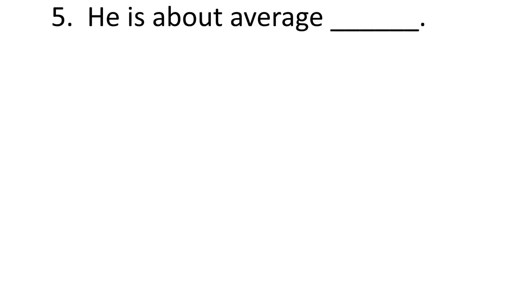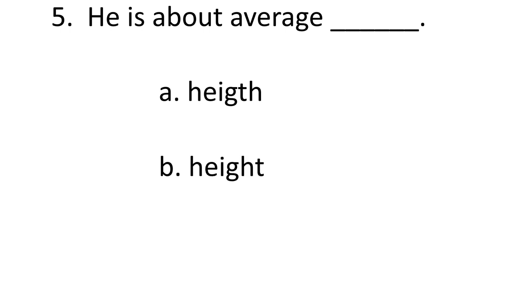Another example. He is about average dash. Option A, HEIGTH. Option B, HEIGHT. Option C, HEIGHTH. And correct option is B, HEIGHT. He is about average height.